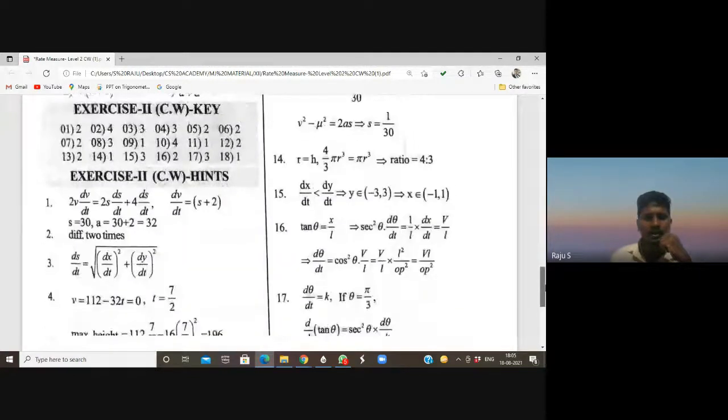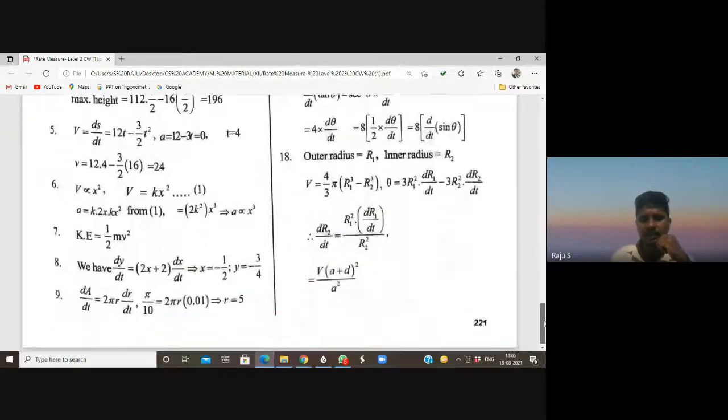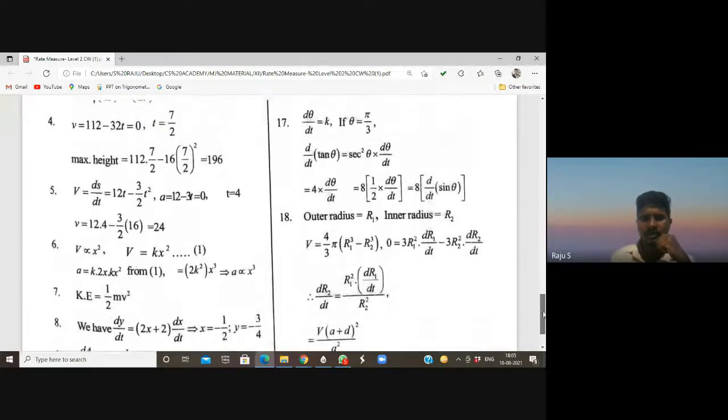The last one, the 18th one, first option they have given. They have given an explanation also. We can go through this, students. This question alone I'm giving as homework. Is it okay?